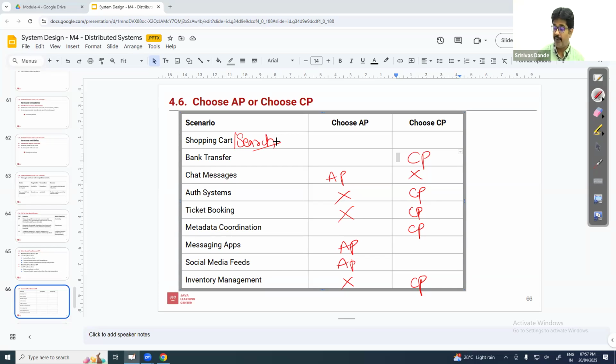Right? AP, yes. This should be the AP. Shopping cart, product sets, these are all highly available. And bank transfers, financial transactions, you need accurate data. CP. Chat messages, AP. Authentication systems must be consistent, ticket booking consistent, metadata coordination consistent, messaging apps, social media feeds, and inventory management, and video streaming apps.